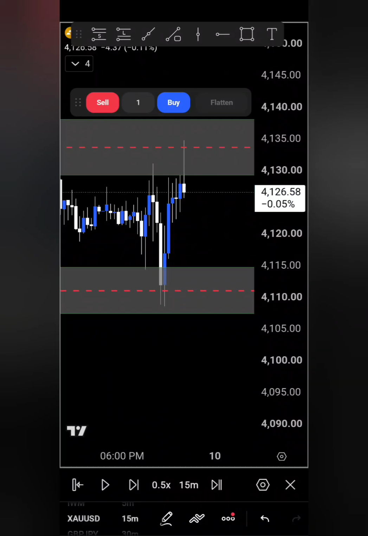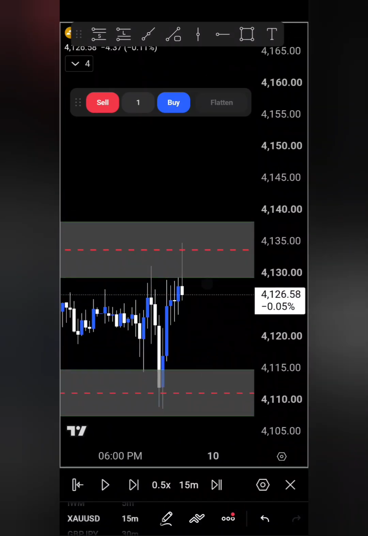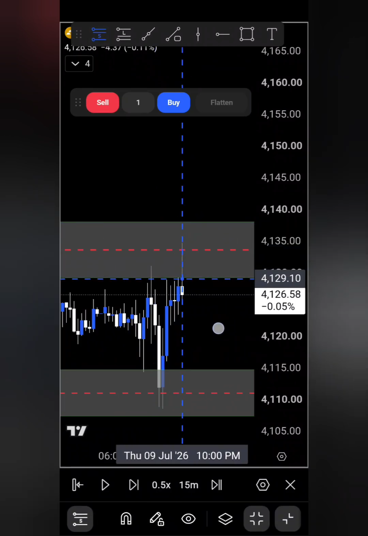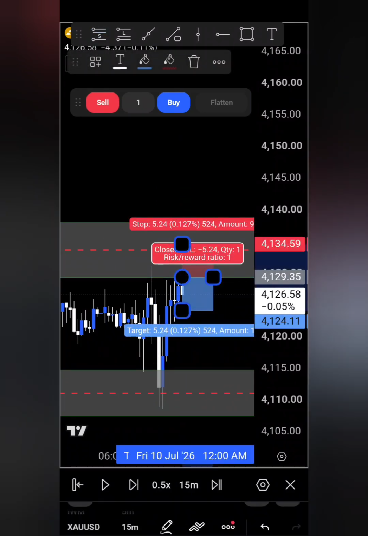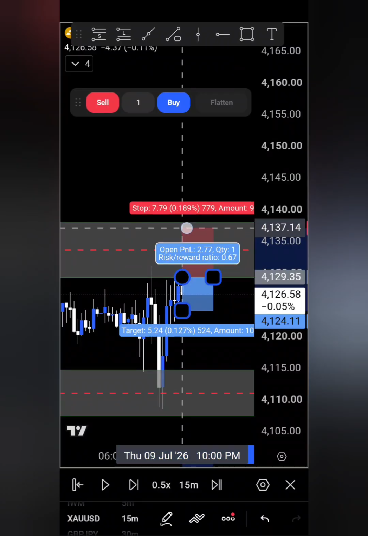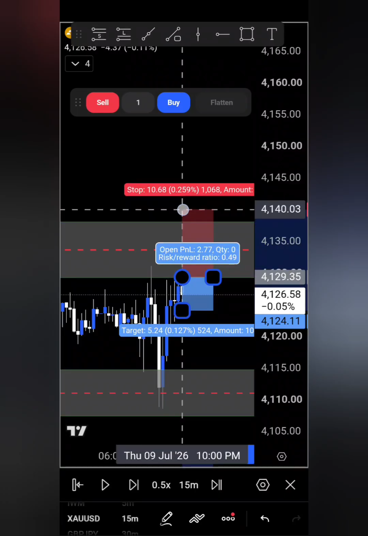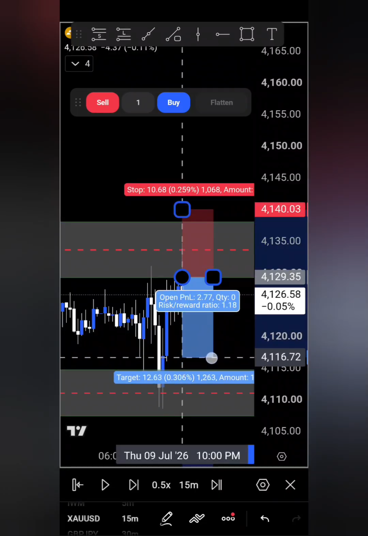Boom. Oh, that was beautiful. I'm taking that every time. So I'm gonna show y'all, got the rejection. Put the stop loss at the top. Boom, it's 137. So we're gonna round to 140. Boom, 140. We're gonna round to 140.